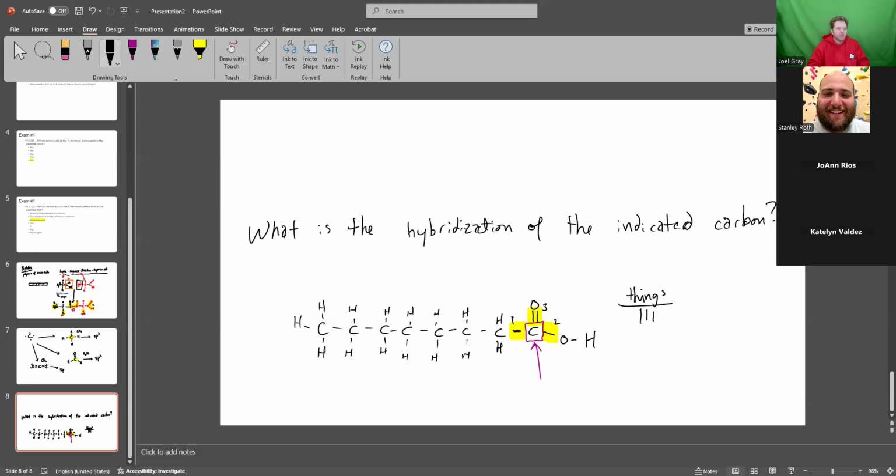So add to the chat, what would the hybridization of this right here be? Keeping that same sort of sequence. S is one thing. P is a second thing. P is a third thing. sp2. You guys got it. That's exactly right.